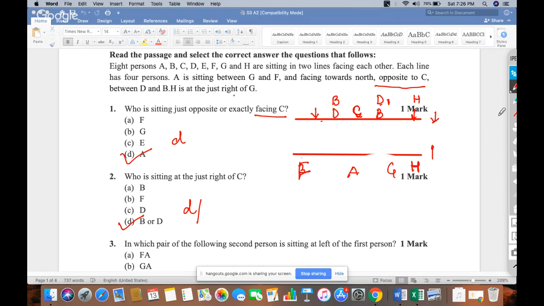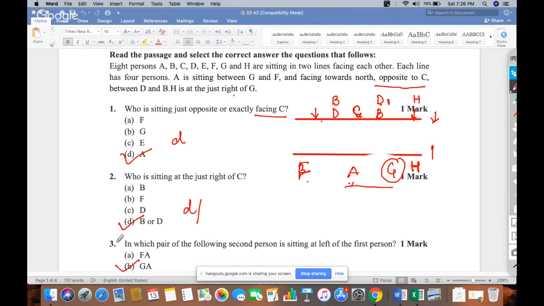Now the next one is, in which pair of the following second person is sitting at the left of the first person? So if I take FA, A is on the right of F, that's a wrong answer. GA is the right answer because A is on the left of G.